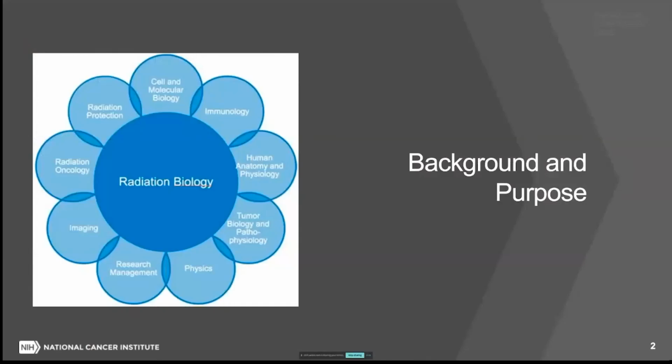So background and purpose, radiation biology, why pick this? Well, it's a very focused area that is important for a lot of different fields right now. And it contacts what you see in the picture on the left, everything from radiation oncology to physics to immunology to cell biology. So essentially, radiation biology is a context of science that really transcends its own title.